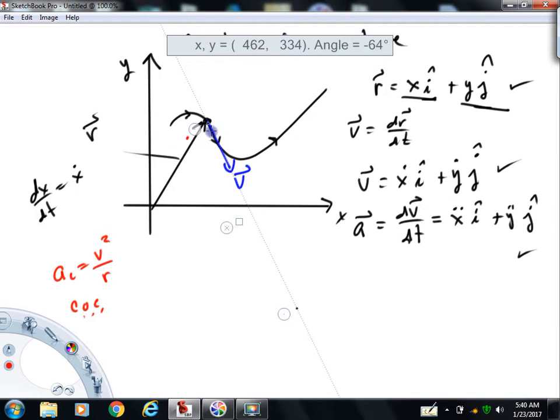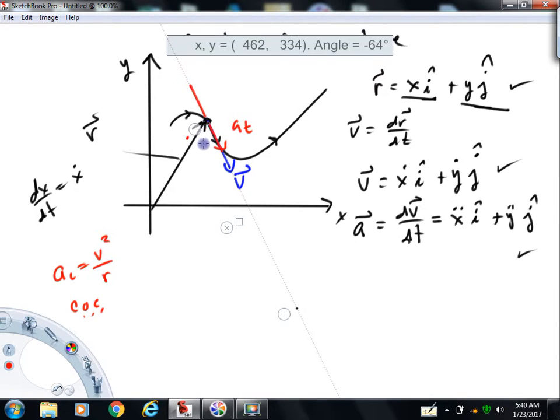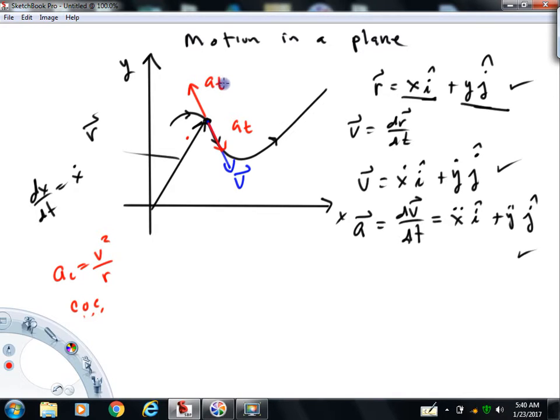So if this particle were speeding up at the instant shown, the tangential acceleration vector would point this way, parallel to the velocity vector. If this particle were slowing down, the tangential acceleration vector would point this way. So in general, when the particle is speeding up, the tangential acceleration vector is in the same direction as the velocity, and when the particle is slowing down, the tangential acceleration is in the opposite direction. Now, for the sake of this example, I'm going to go back to assuming it's speeding up.